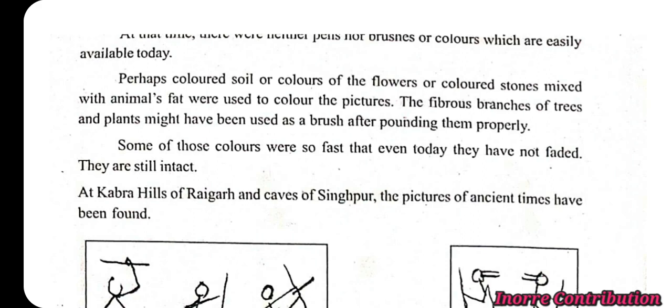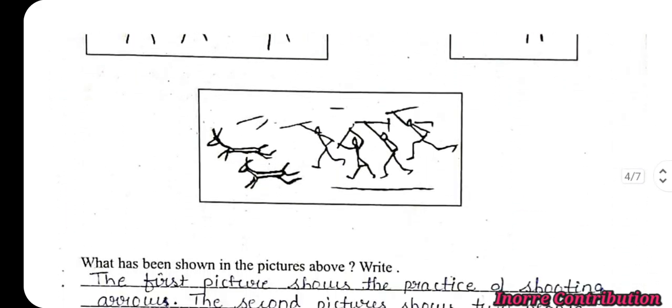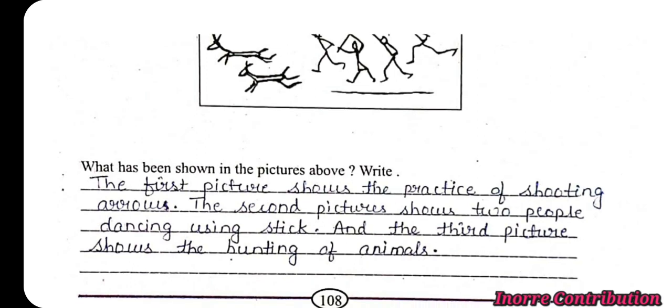They are still intact. At Kabra Hills of Raigarh and caves of Sihapur, the pictures of ancient times have been found. Look at some of the pictures. What has been shown in the pictures above? Answer: The first picture shows the practice of shooting arrows. The second picture shows two people dancing using sticks. And the third picture shows the hunting of animals.